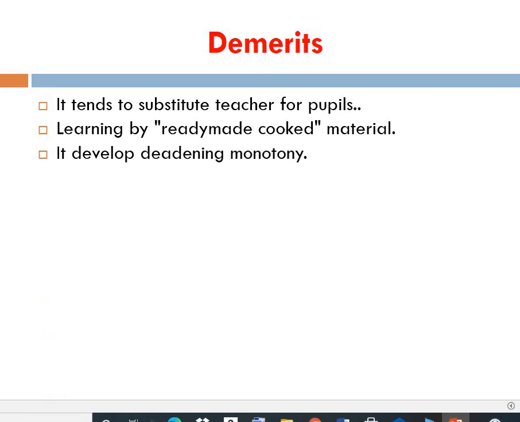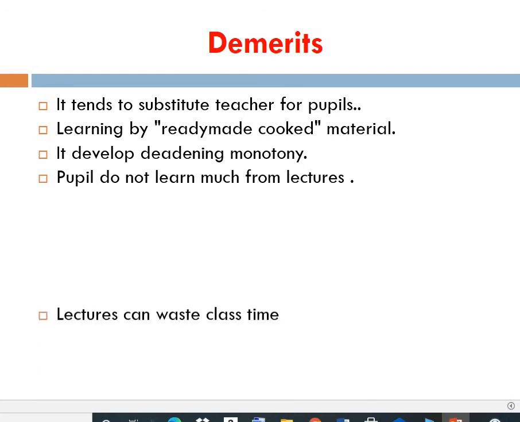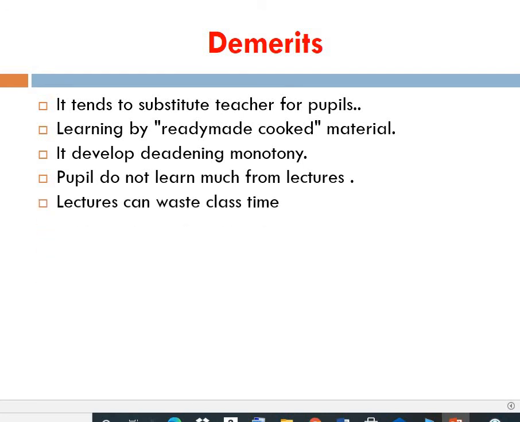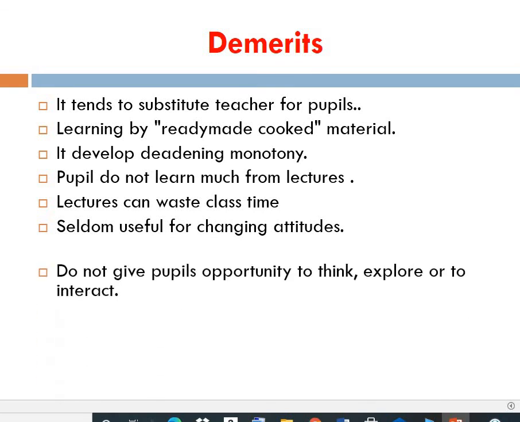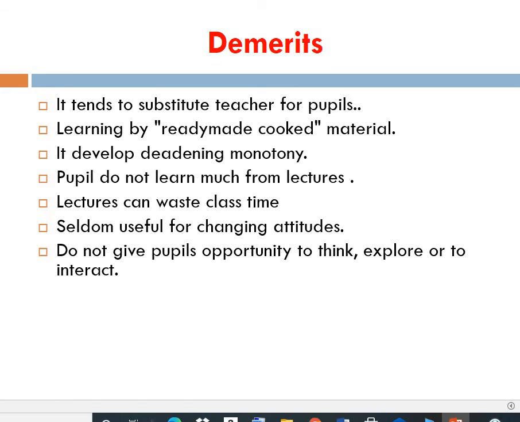Then thirdly, it develops deadening monotony. When the teacher uses this method, learners have no chance to speak out. And again, people do not learn much from lectures. Also, lectures can waste class time. Then it's seldom useful for changing attitudes. Again, it does not give people the opportunity to think, explore, or to interact.